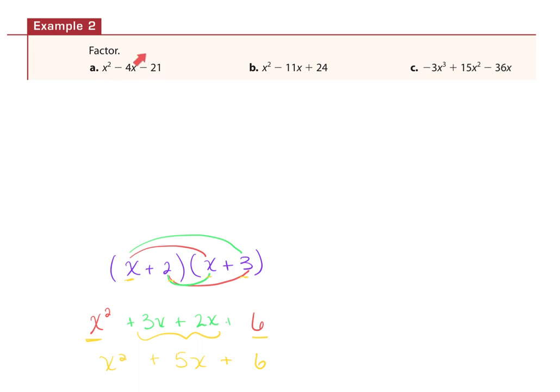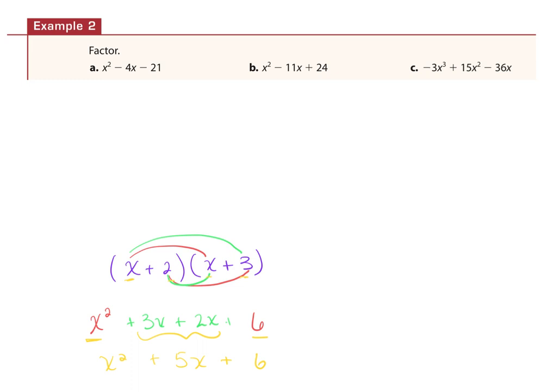What I'm going to do when I have something like this is I'm going to say, well, the first two terms are going to be made up of x and x, because that's how I got my first term. The last one, that 21, is going to be made up of factors that multiply to give me negative 21. Now, first I have to think about, how do I get a negative when I multiply? Well, the only way to get a negative when you multiply two numbers is for one to be negative and one to be positive, right? So automatically I know one of my factors is going to be negative and one is going to be positive. They have to multiply to give me negative 21.